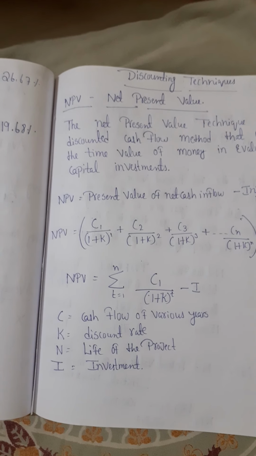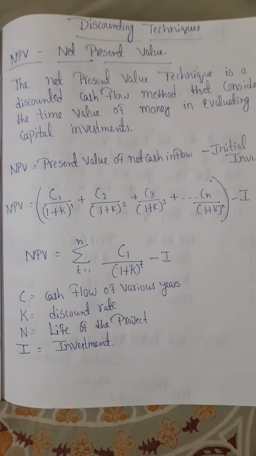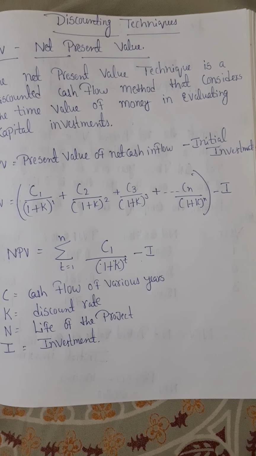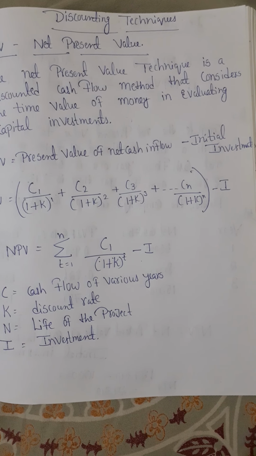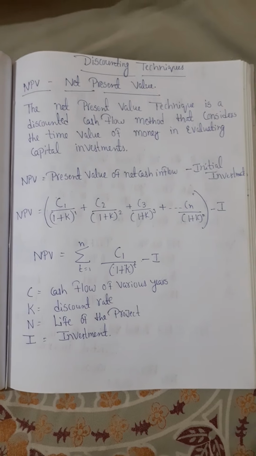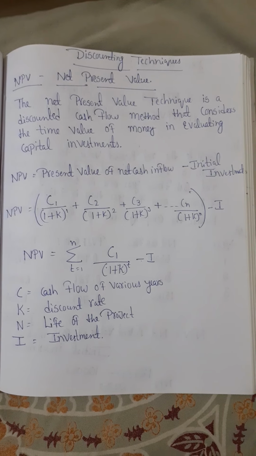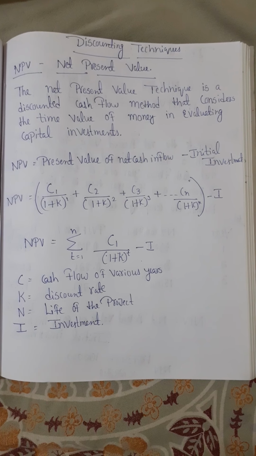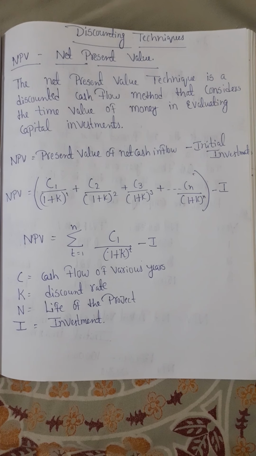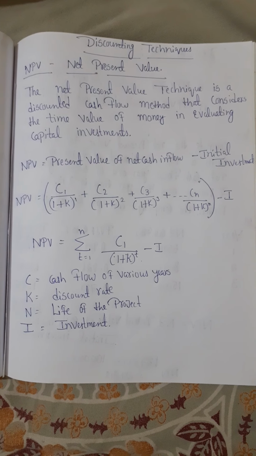In this session, we will be discussing discounting techniques. In the previous session, we saw that capital budgeting techniques have two types: one is traditional and one is modern, or discounting techniques and non-discounting techniques. We have already seen the traditional or non-discounting methods, which are two types: the payback method and the accounting rate of return, or average rate of return. Now in this video we will be discussing modern techniques, or discounting techniques.